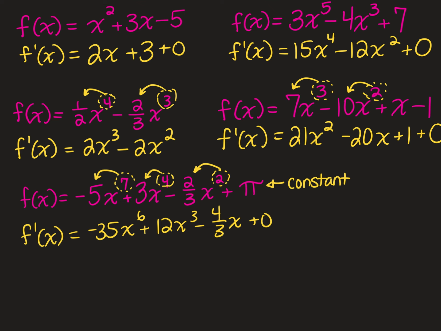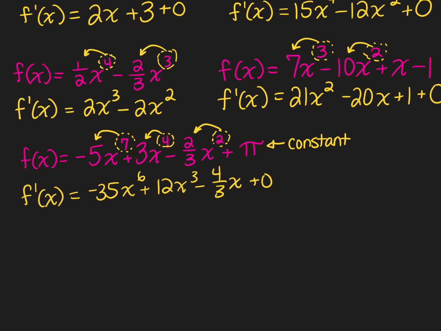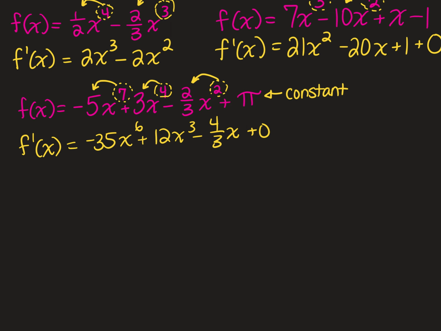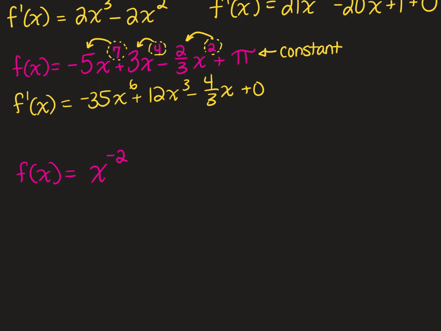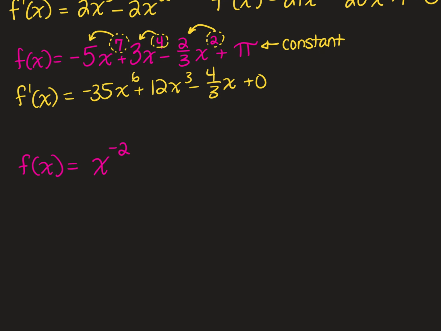So we're going to just kind of keep exploring this a little bit because there's lots of different things that we can do with this. What if I gave you something that looked like this? F of x equals x to the negative 2 power. So think about what that might be. Take a second, write it down, and then I'll have one of you share with me what you think it is.